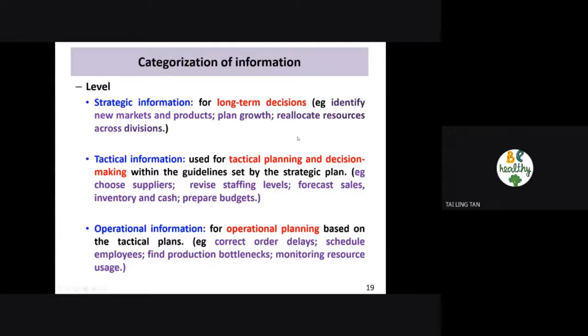Okay, so for this categorization of information, if you want to categorize it based on the level, we have three levels here. One is strategy, one is tactic, and the last one is operational. So of course, you can see the red color word here. We have long term. This one is for strategy. This one is long-term decisions.